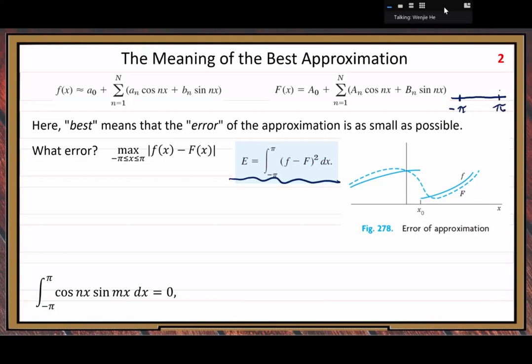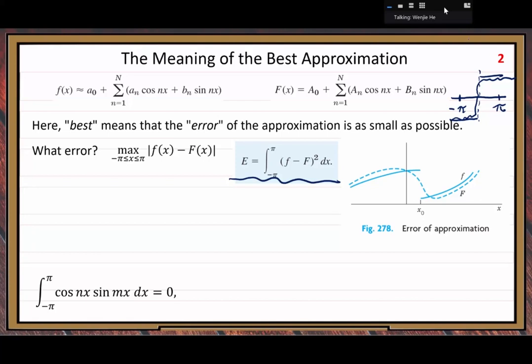So we want to do approximation. One function is discontinuous, like this, because we need to consider the discontinuity. Another function is the trigonometric approximation, like that. So you take the difference, then square, then the integral.